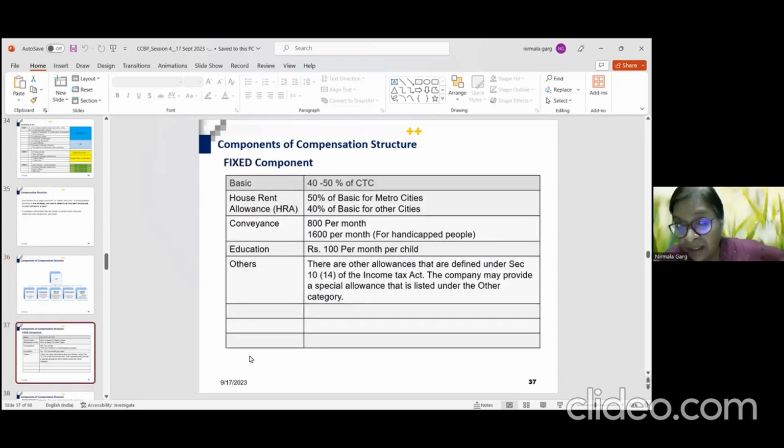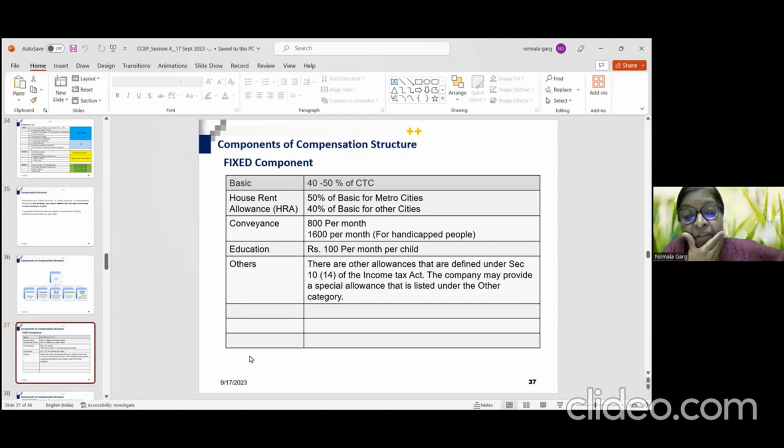Now, fixed component. We talked about it. Essentially, it is divided into basic, because it's only on the basic. Say, for example, I have a high basic, then everything again will go up: PF, gratuity, because everything is actually calculated on the basis of your basic. Now, there are certain tax exemptions which are given based on that basic, like HRA, standard deduction, education, hostel allowance, etc. So these are exemptions given by the income tax.